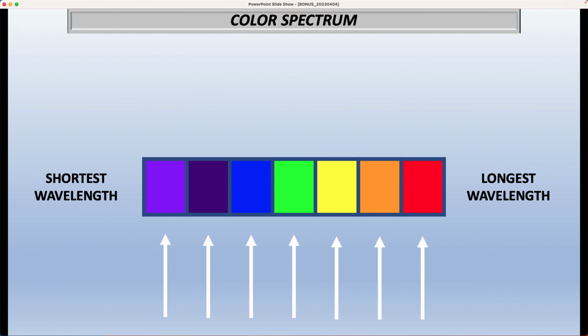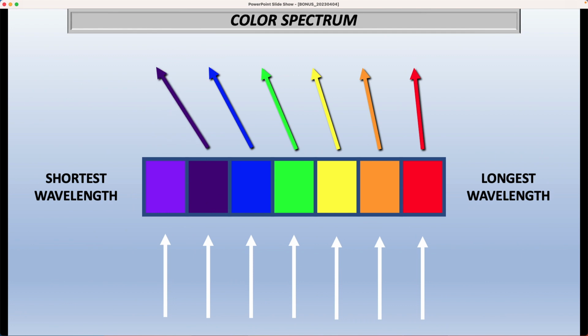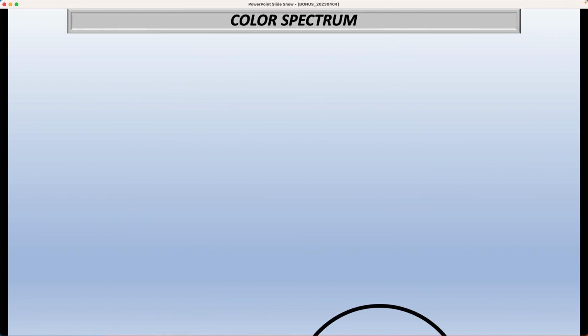Now, the longest wavelengths actually get bent the least. So the light from the sun comes in, and it gets refracted or bent, and so the red gets bent a little bit, the orange more, the yellow more, the green more than that, the blue more than that, the indigo more than that, and the violet the most, okay? And that's why you see all of the colors, because that refraction process is splitting the white light up into all the colors of the spectrum.